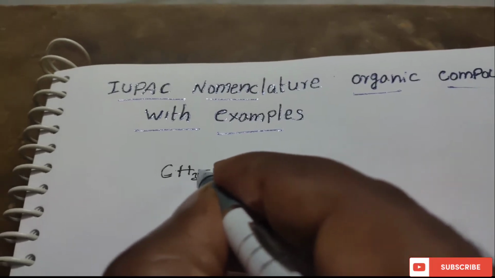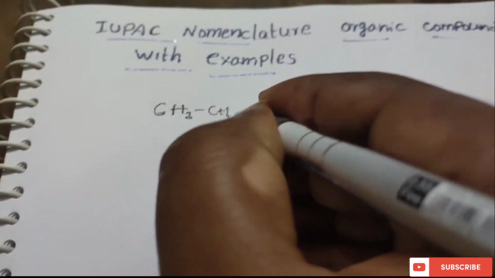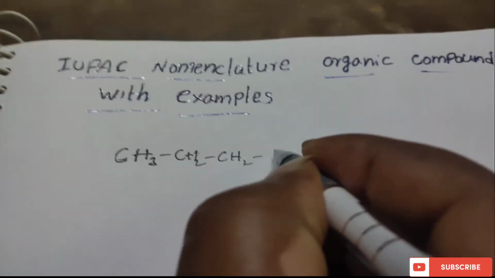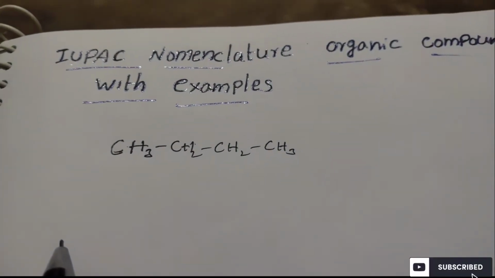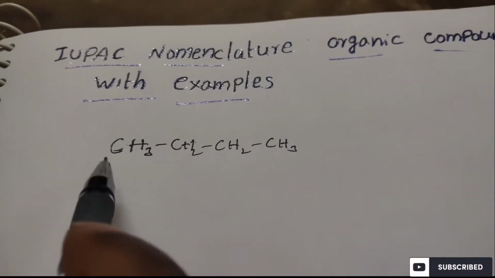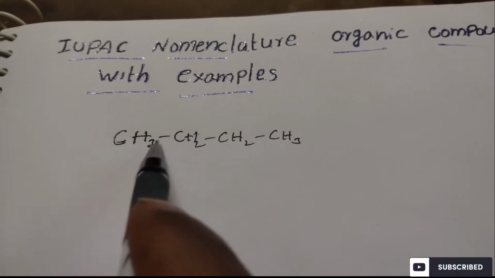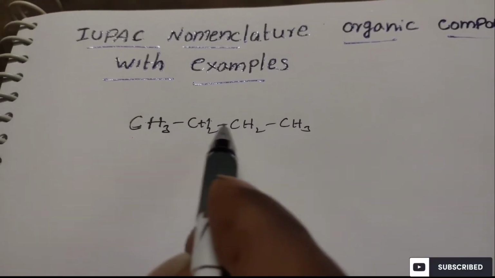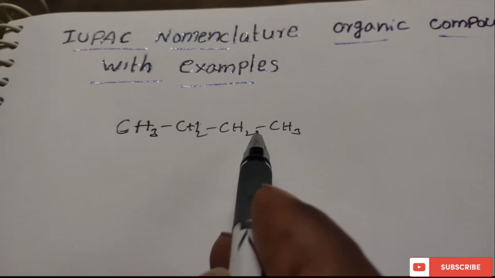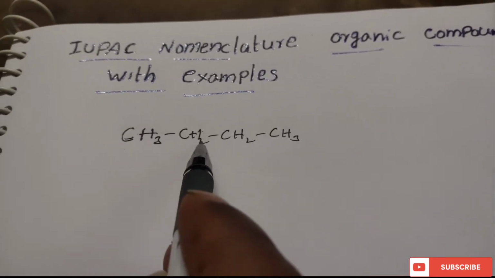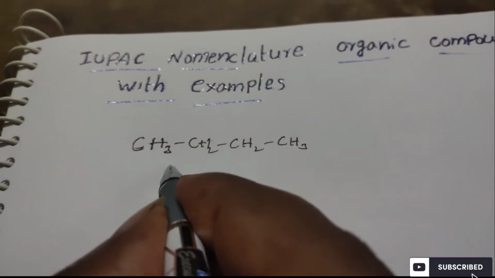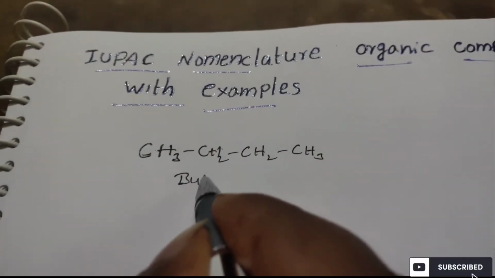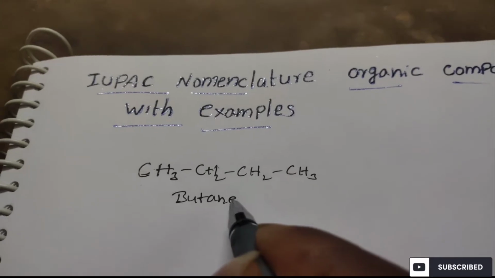The structure is CH3, CH2, CH2 and CH3. So what is the name of the structure? We know that in the given structure, the total number of carbons is 1, 2, 3, 4. Four carbons are present, and between the carbons there are only single bonds. So the name of the compound is butane. It's the very easiest one.